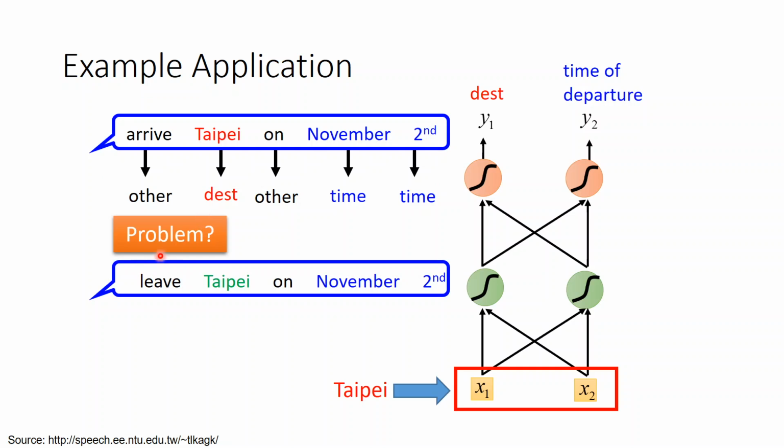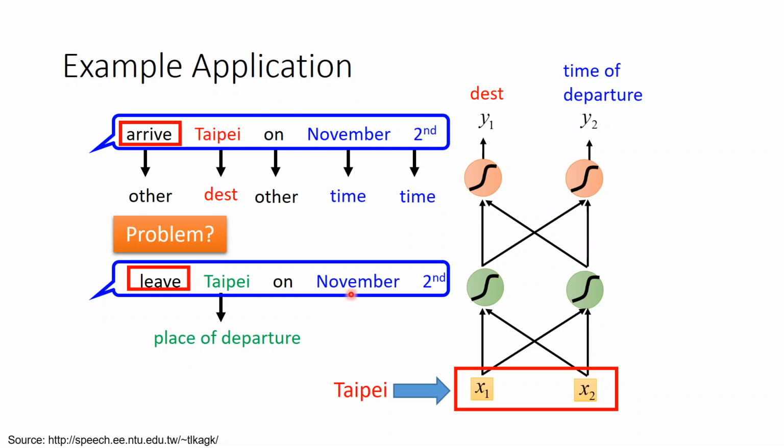This one only has the destination and the time, but I don't know when it departs or where the passenger comes from. So in the ticket system, the AI or the computer cannot help the passenger buy the ticket. And this is the sentence "leave Taipei on November 2nd", and this only has the place of departure and the time to leave.